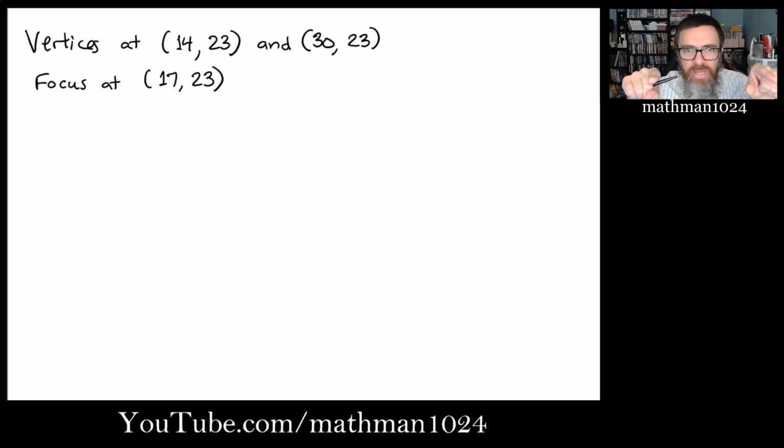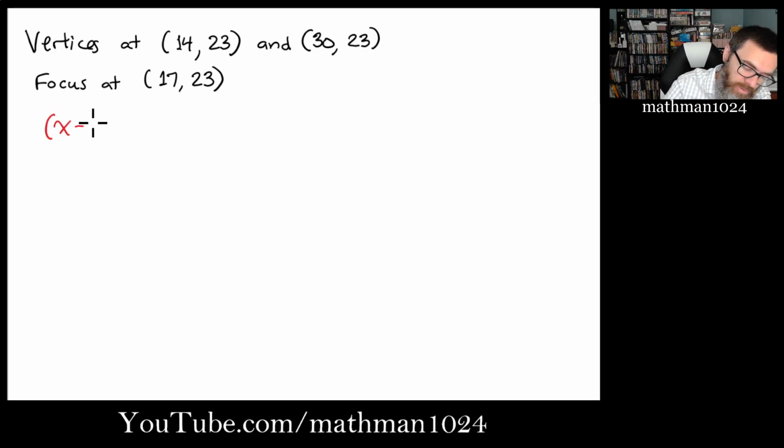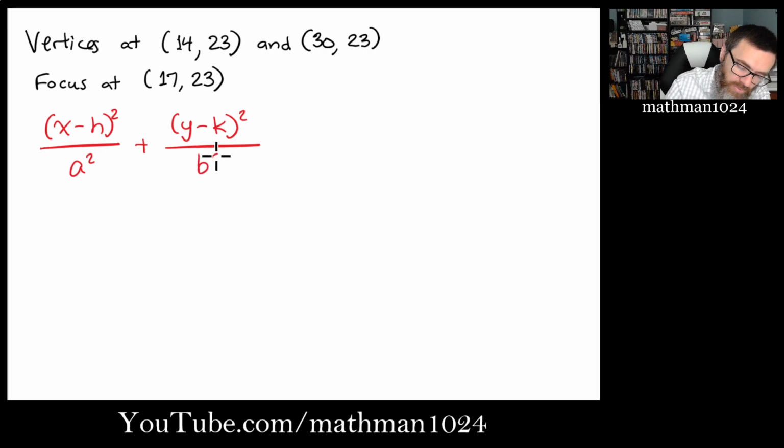The foci are going to be outside of that, and that means the major axis is parallel to the x-axis, so we're stretched in the x direction, which means that when we look at our form, (x minus h) squared over a squared plus (y minus k) squared over b squared equals 1, that means the a value is going to be bigger because we're stretched in the x direction.